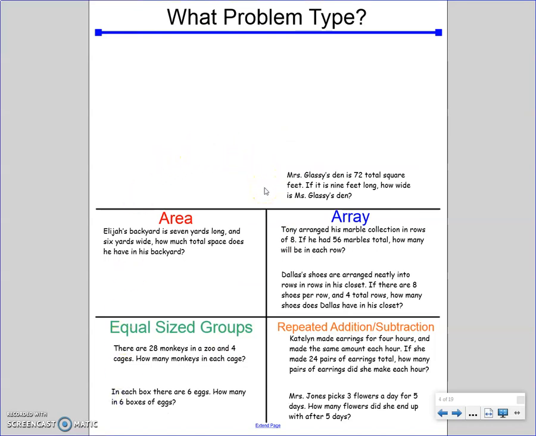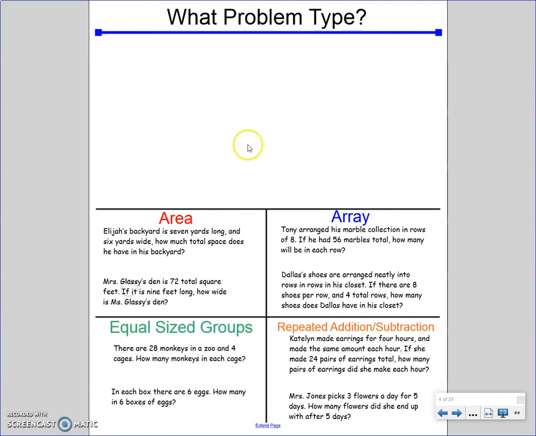Take a look at this last one. Mrs. Glassey's den is 72 total square feet. If it is 9 feet long, how wide is Miss Glassey's den? What kind of story problem is this? I respectfully agree. Since we know the total square feet, which we know is the area of something, and we're trying to find how wide it is, this is clearly an area story problem. Awesome job identifying these problem types with me.